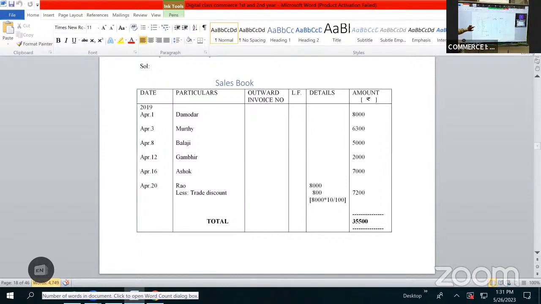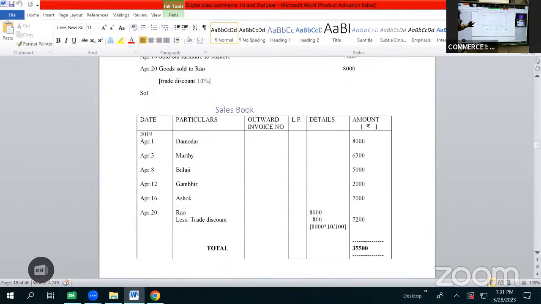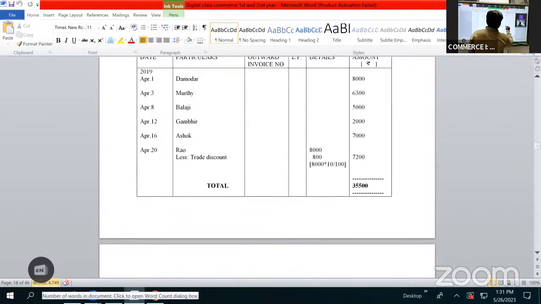So as we are done with all the transactions given in the question, now let us do the total for sales book. So here it will be 7 plus 7, 14, 16, 21, 27, 35, 35,500. So here is the total 35,500. So this was sales book. We are also asked to post them in their respective ledgers.